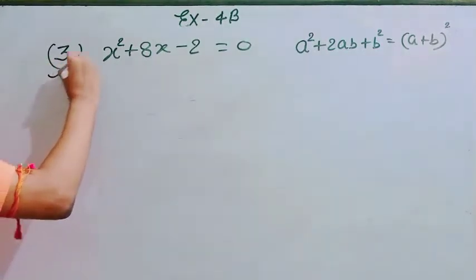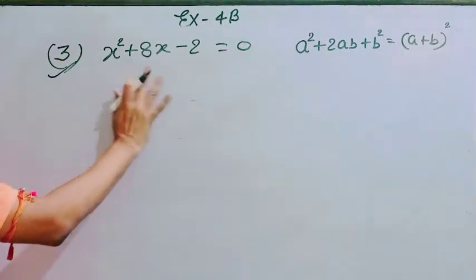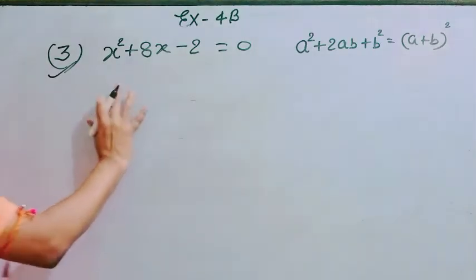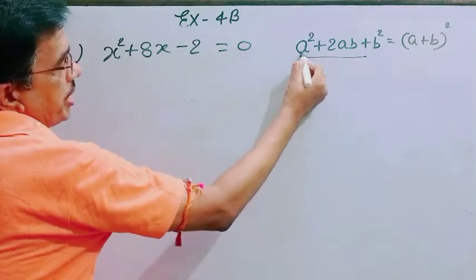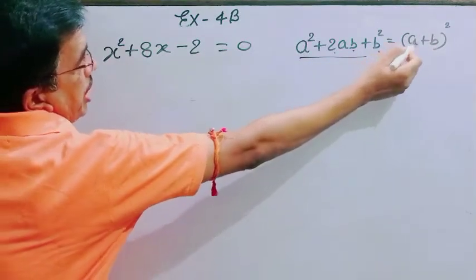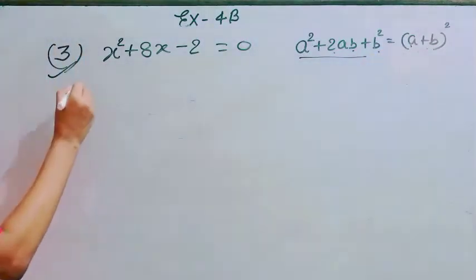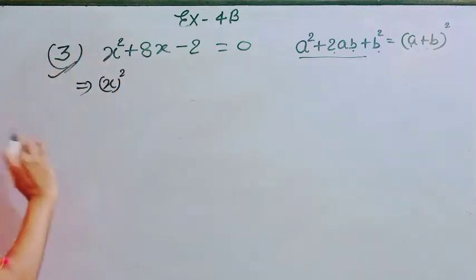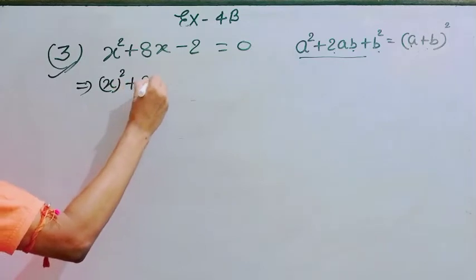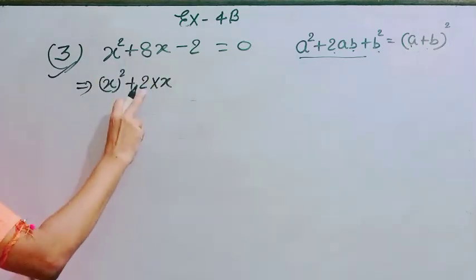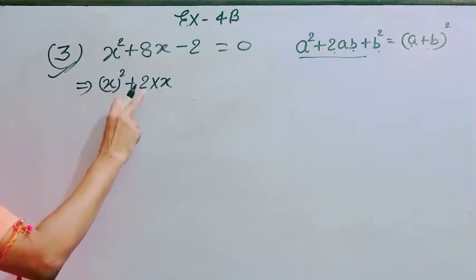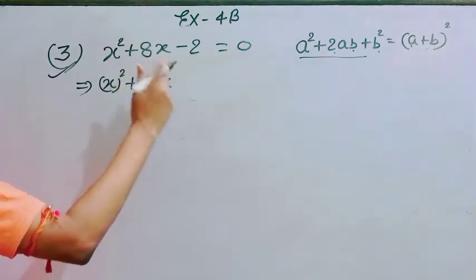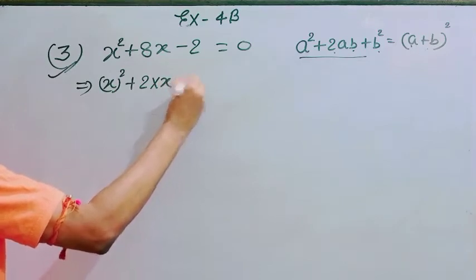Now see question number 3. You have to find the value of x by the completing the square method. That means first you complete this method, that is a square plus 2ab plus b square is equal to a plus b whole square. So dear student, you write here it is a square, that is x is given, plus 2 into a, because a is here and 2 is from the formula. Then what do you write, b? Then you get 8x, so it is clear, you write b is 4.